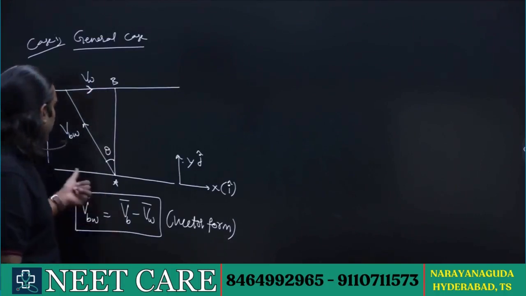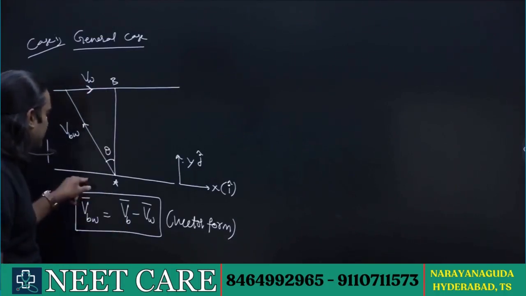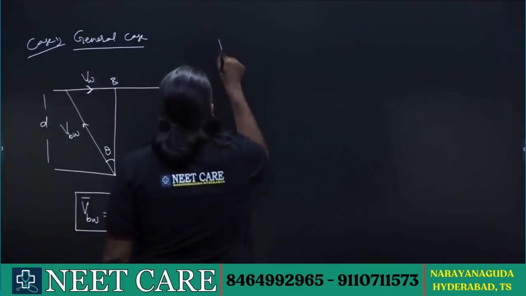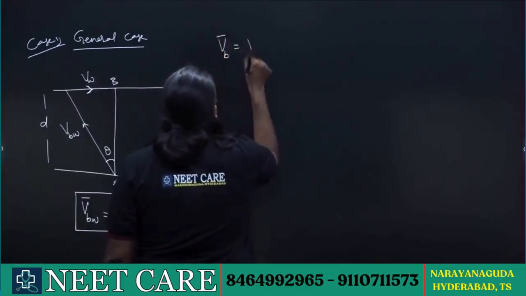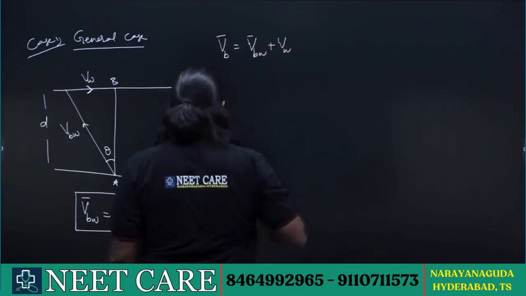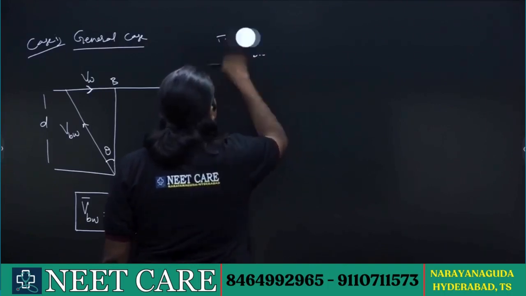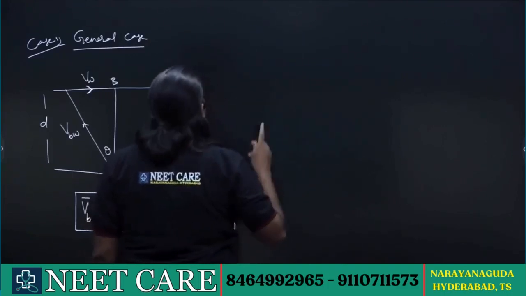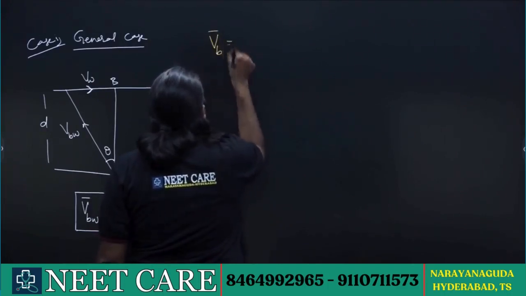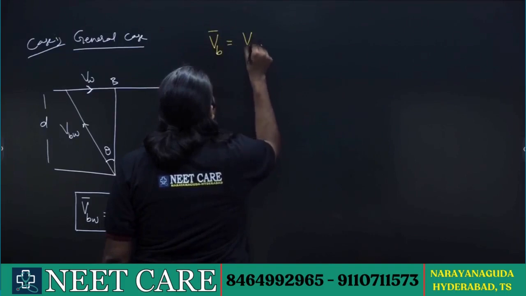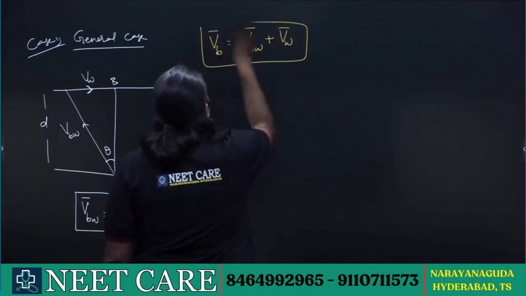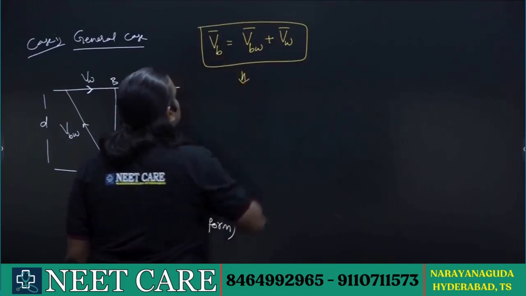So therefore, here we don't know what is VB. VB is the velocity with respect to the ground. In order to calculate VB here, you can write like this: VB in vector form is equal to velocity of boat with respect to water plus velocity of water. Here let us consider net velocity of boat is equal to velocity of boat with respect to water plus velocity of water. So our target is to find out this VB, net velocity or absolute velocity.